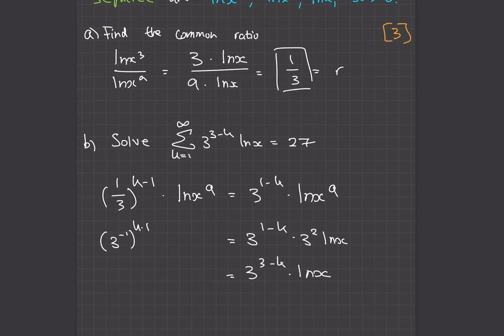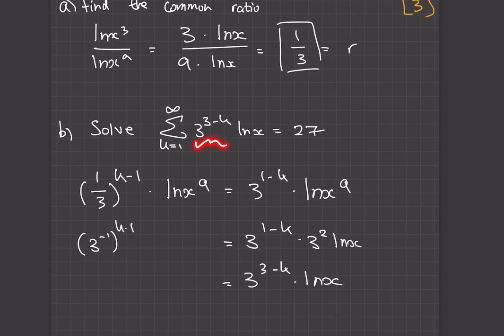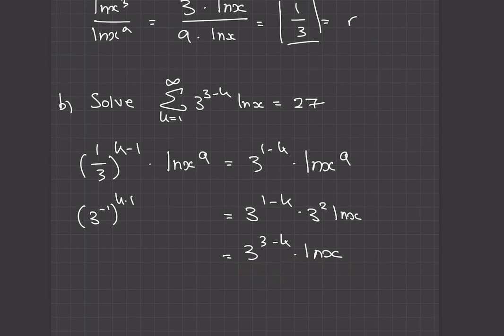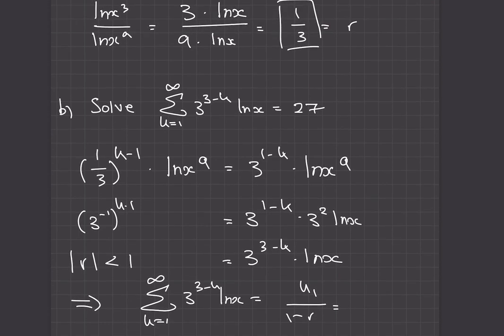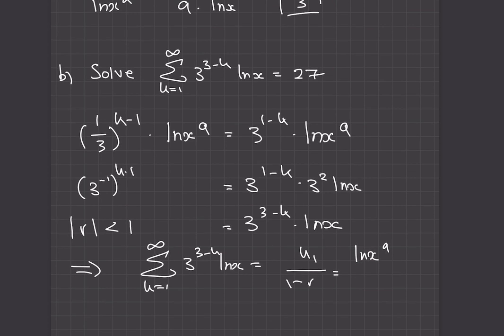If you'll notice, that means the infinite sum we're interested in here is just the infinite sum of this sequence. First of all, we'll notice the infinite sum actually exists. It's a convergent sum because the absolute value of r is less than 1. So the infinite sum, k equals 1 to infinity, is going to be the first term, u1, over 1 minus r. This formula is in your formula booklet. u1 in this case is ln x^9, and the common ratio is 1/3.